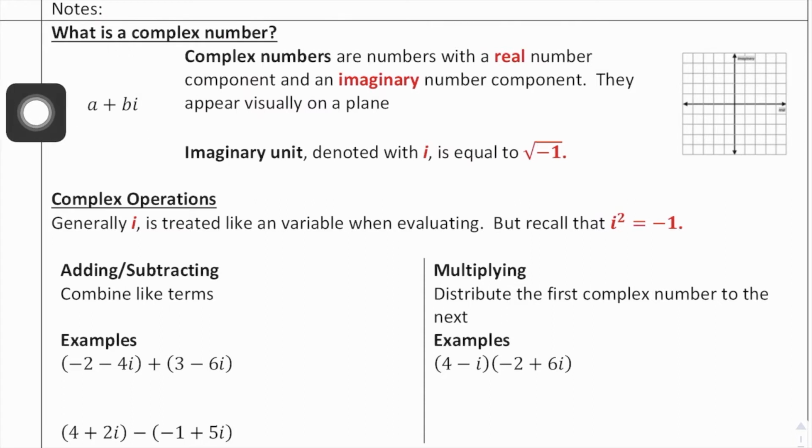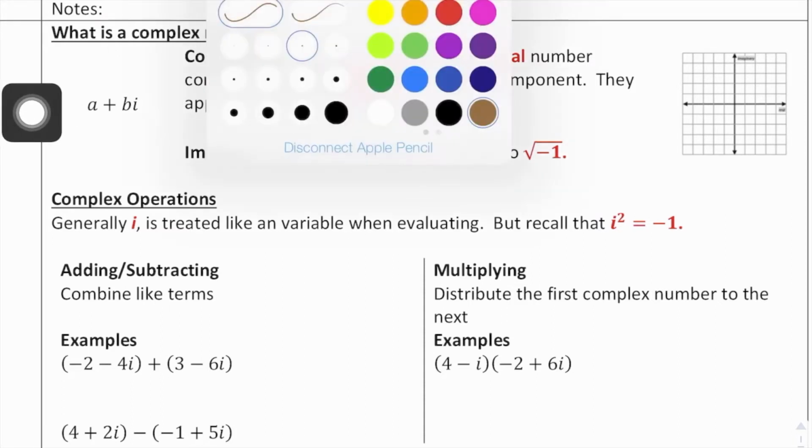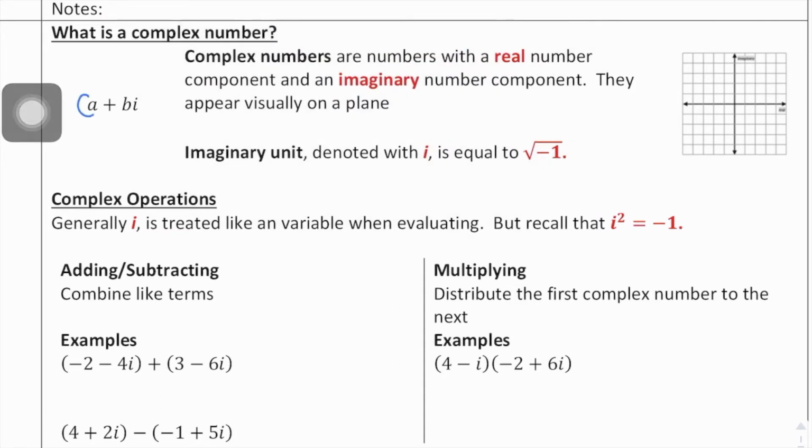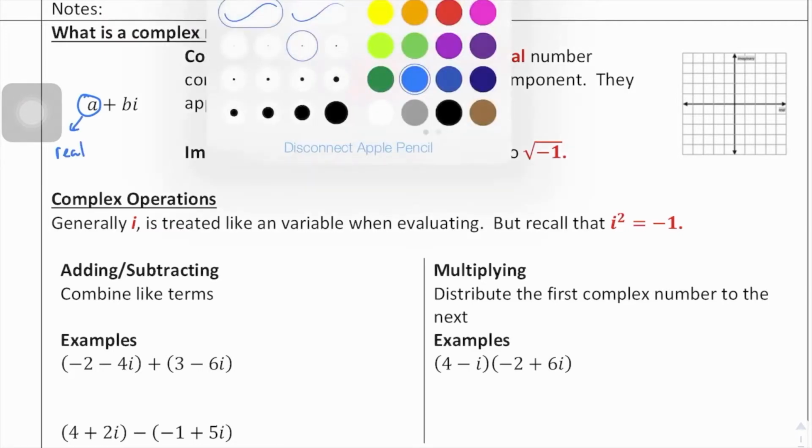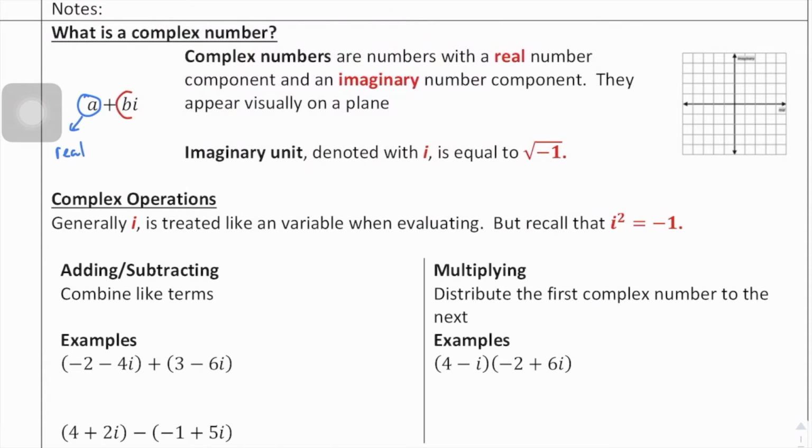So the real component, this a part, that's the real part. And then this is the imaginary part.